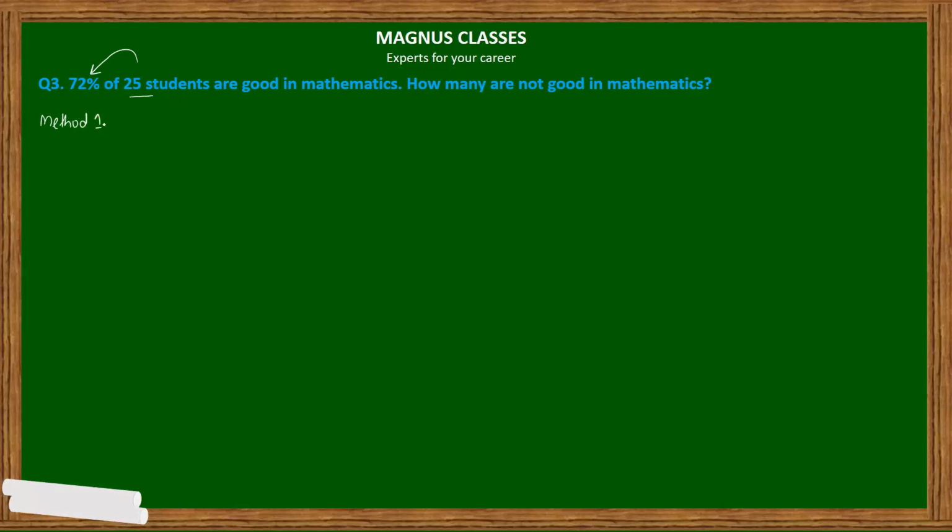Method first. So I already told you that whenever we are calculating the percentage, we are calculating out of 100. Cent, I told you, is 100. So if 72% are good in mathematics, how many will not be good in mathematics? We will subtract this from 100.